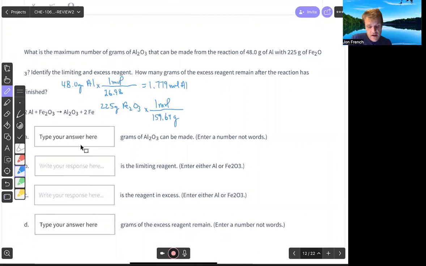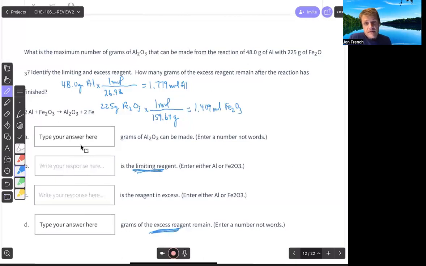Iron 3 oxide is 159.69 grams per mole, so I have 1.409 moles of iron 3 oxide. Here's where I did something a little bit different with this question, just to make it faster in some regards. I've got moles of aluminum, I've got moles of iron 3 oxide. I'm asked to find the limiting reagent and ultimately to answer this question down here, the grams of excess reagent.